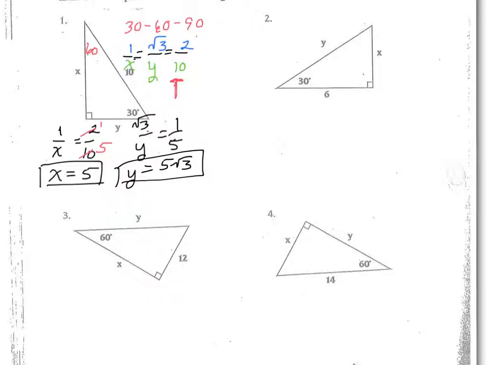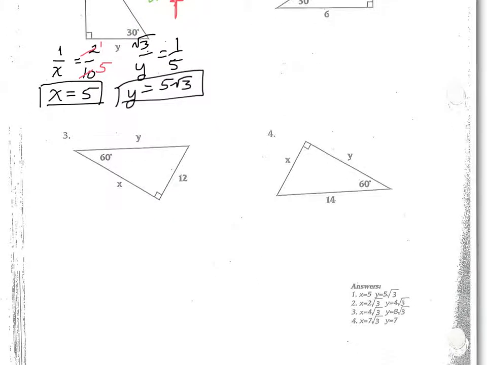So then look at number 3. This time they're giving you one of the legs, and you have to find the other leg and then the hypotenuse. They've given you 60, so I know that the other one has to be 30. So I've identified it as a 30, 60, 90 triangle, and my pattern is 1, radical 3, and then 2. And then we're going to set up our ratios.